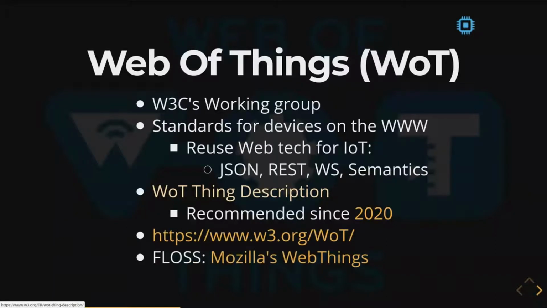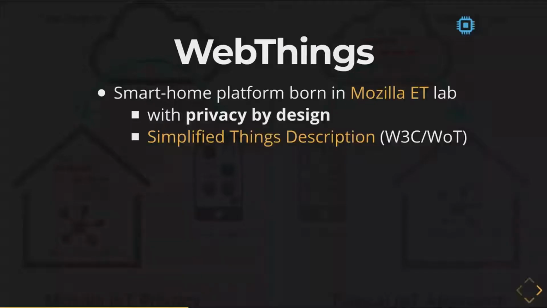And also there are some open source implementations like Mozilla WebThings, which is an ongoing effort. This is what I'm going to explain today. So WebThings, it's a smart home platform born in Mozilla Emerging Technology Lab. It has been designed from the beginning with privacy in mind, and it's using a simplified model compared to what W3C is doing. So in the end, there is some hope to converge into something that matches the use case for the smart home and what W3C is trying to promote in a generic way.